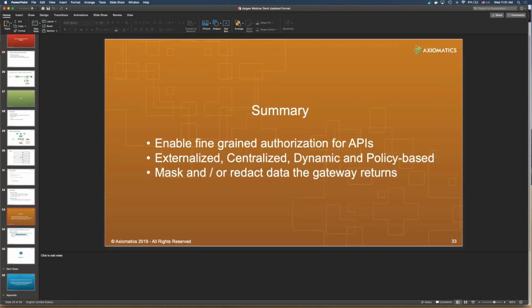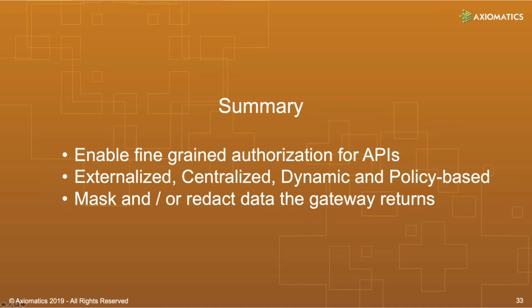And so with that, the demo is done, and we have a little bit of time here to look at some questions. Before I do that, let's summarize what we looked at. We have discussed how to enable fine-grained authorization for APIs, and more specifically, how to mask and redact data. What we used today was the Apigee gateway, coupled with a simple JavaScript that can handle the redaction.